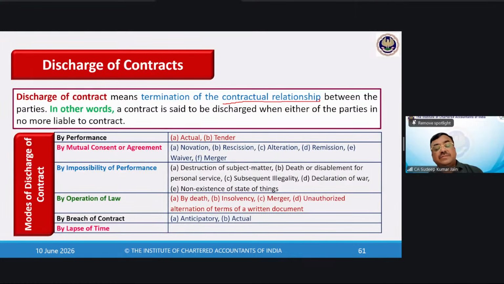By performance, actual or tender; by mutual consent or agreement, deciding mutually. Note down the meaning: novation means a new contract.